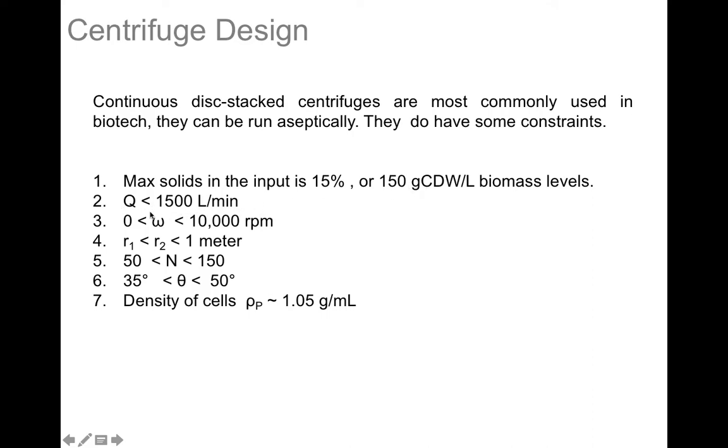The flow rates generally would need to be less than 1,500 liters per minute, which is pretty fast if you think about 1,500 liters per minute. The angular velocity would be less than 10,000 RPM. You're talking about R2, the outer radius, of less than 1 meter, the number of discs 50 to 150, the angle 35 to 50 degrees, and the cell density really around 1.05.